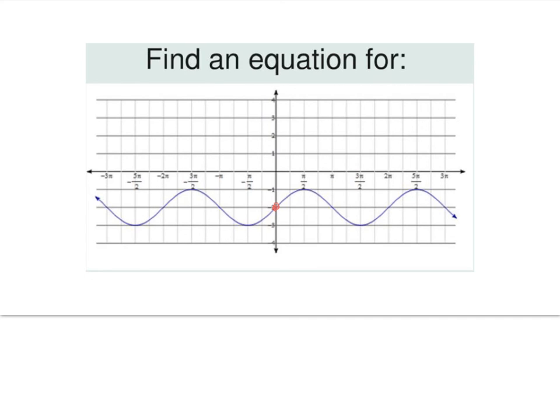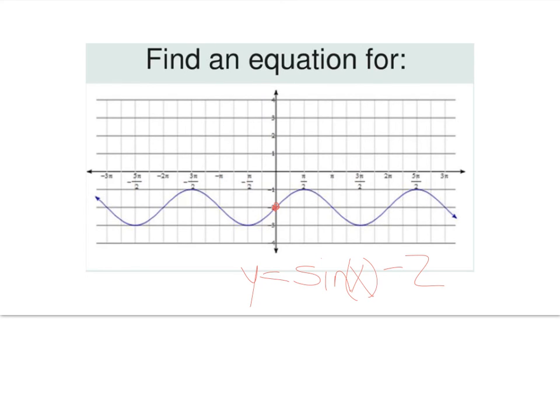Is this one moved horizontally? It goes side to side forever on the y-axis, so it hasn't been shifted horizontally at all. It's moved vertically, negative 2. So it is sine x minus 2. That's exactly right. The whole thing has just been shifted down 2 spaces, and that's it.